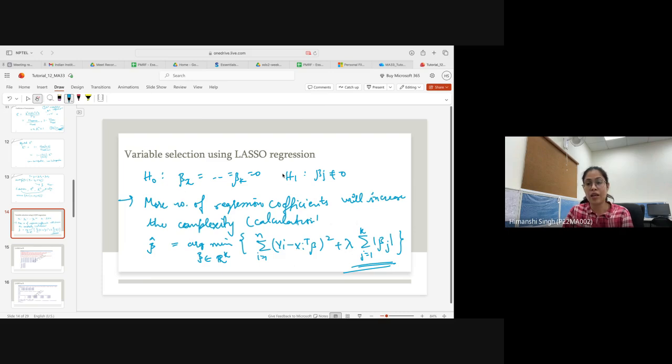If the value of lambda is very large, then more of the beta hats will be 0. So we want to reach a point where not all the variables are 0, and not all of them are non-zero either. We have to reach a point where there is a balance. We'll change the values of lambda, get different estimates, and decide which lambda, which estimate, and which explanatory variables we want to keep, and do the further analysis. So this is the background for variable selection due to the lasso regression.